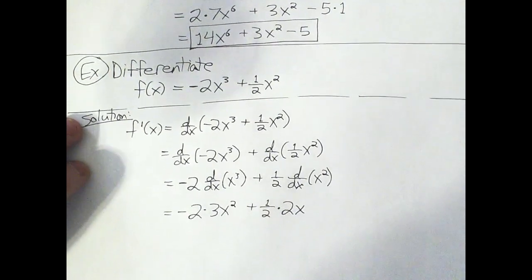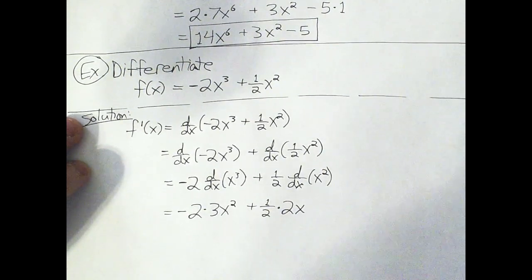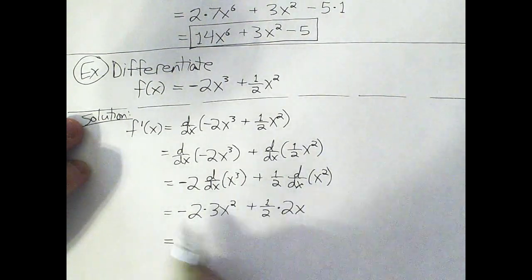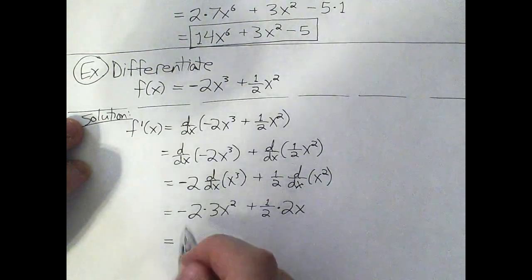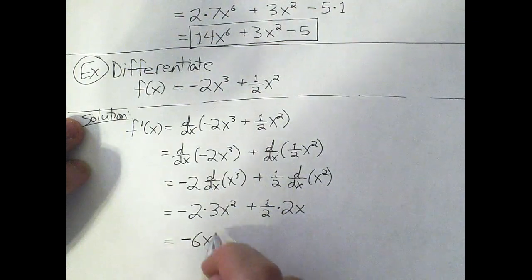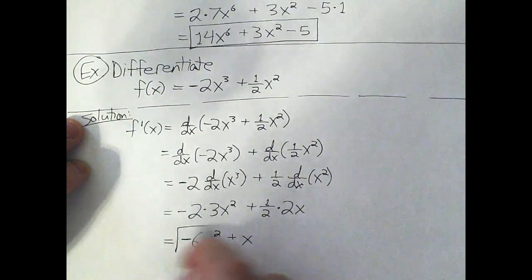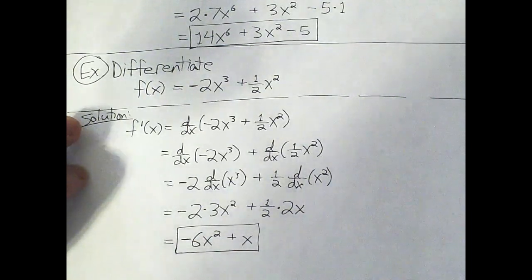And what remains is that we should simplify this. This is basically the answer. We did differentiate it, but let's simplify it. -2 times 3 is -6. And 1/2 times 2 just leaves me with 1x. So just minus 6x squared plus x.